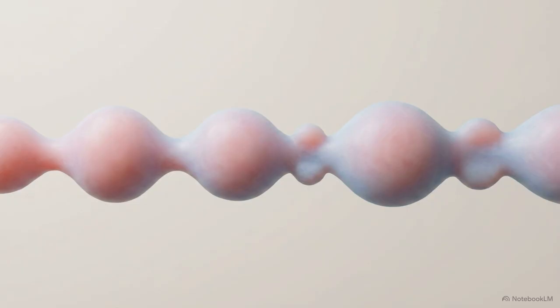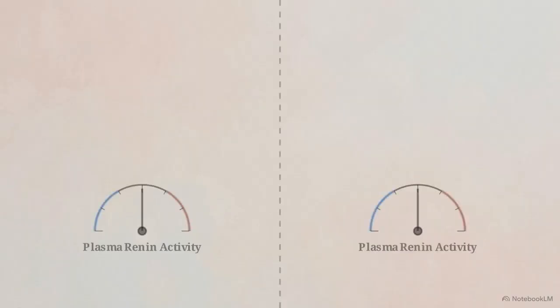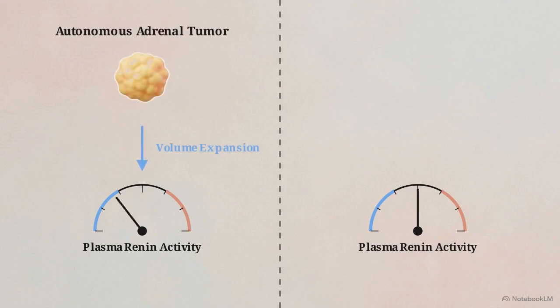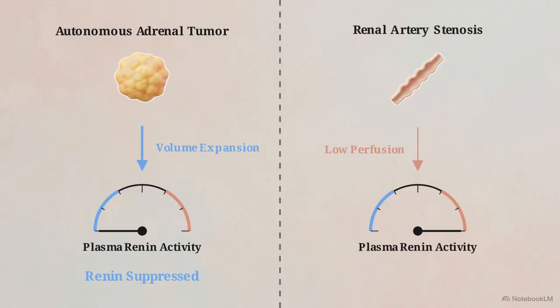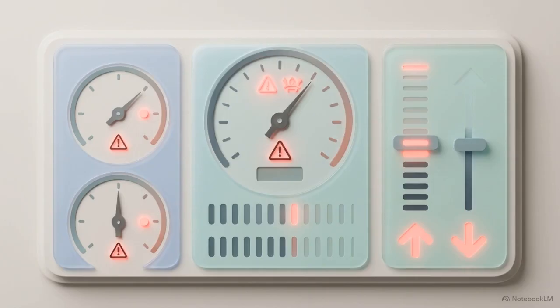The gold standard for confirmation is CT angiography, which reveals the pathognomonic string of beads appearance of the renal artery. Renin levels differentiate these two states. While an autonomous adrenal tumor suppresses renin through volume expansion, renal artery stenosis stimulates its constant release. Consider a 32-year-old female presenting with refractory blood pressures of 170/100, frequent headaches, and unexplained hypokalemia.